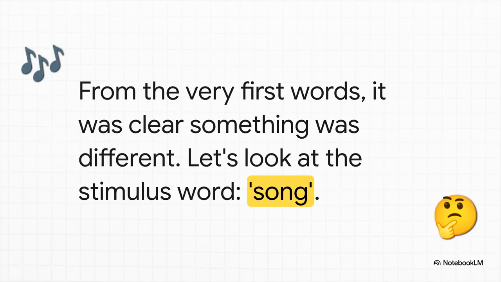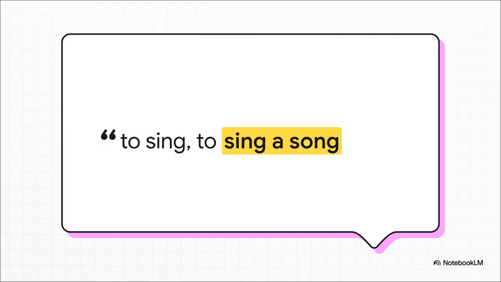Okay, now let's get into the good stuff. Let's look at his actual responses from the 1904 study. Take the word song. A typical response might be something simple, right? Like music or bird. But from the very first word, it was crystal clear that M. Joseph's mind worked differently. So the researcher says, song.